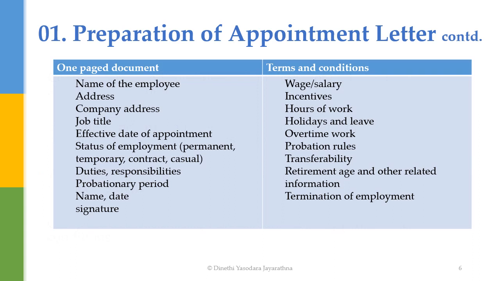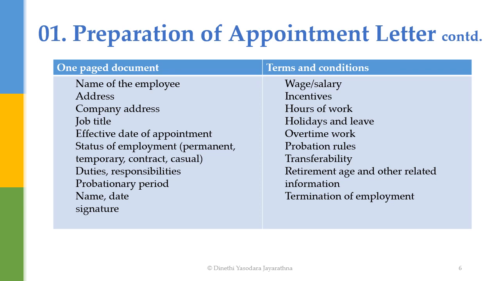As I told you, these are the terms and conditions, information included in an appointment letter. If it's a one-page document, as I told you, it will be a summarized document which includes the name of the employee, address, company address, job title, effective date of appointment, status of employment, which is permanent, temporary, contract, casual, then duties and responsibilities, probationary period, name, date, and signature.